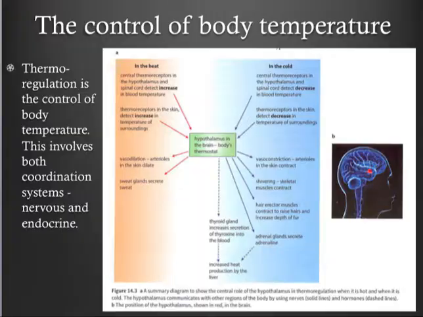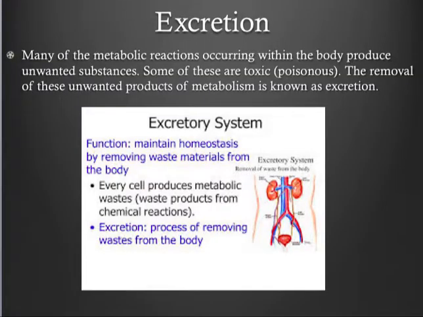So many of the metabolic reactions occurring within the body produce unwanted substances, and some of these are toxic. The removal of them is known as excretion. Many excretory products are formed in humans, but two are made in much greater quantities than others. These are carbon dioxide and urea.